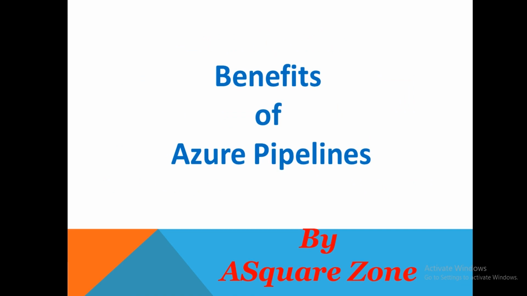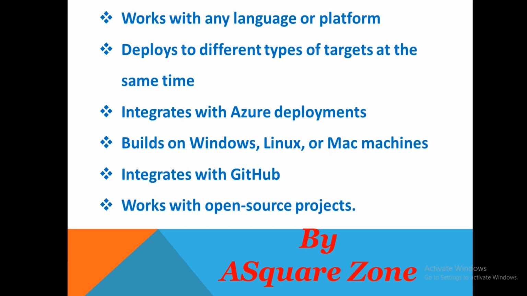Here, we will see what the benefits are now. We can work with any language or any platform using Azure Pipelines, and we can deploy to different types of targets at the same time, and we can integrate with Azure deployments. We can build on Windows machines, Linux machines, or Mac machines. We can integrate with GitHub as well. It works with open source projects.